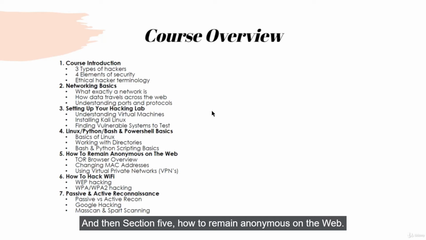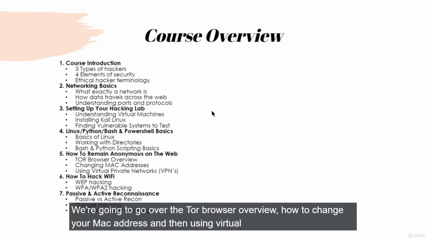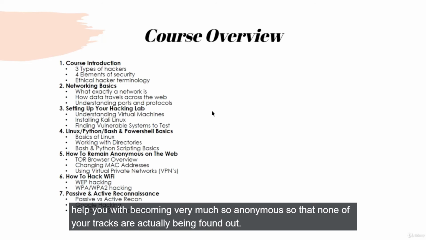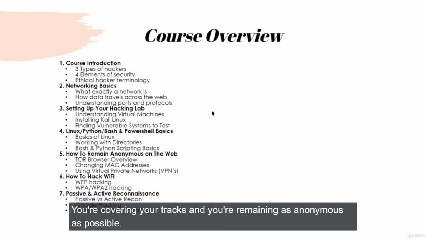And then section 5, how to remain anonymous on the web. We're going to go over the Tor browser overview, how to change your MAC address, and then using virtual private networks, VPNs, and the importance of these when you're actually doing ethical hacking, to help you become very much so anonymous so that none of your tracks are actually being found out, right? You're covering your tracks and remaining as anonymous as possible.